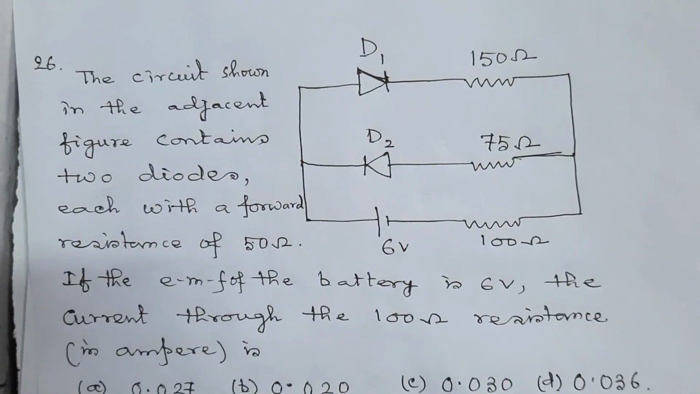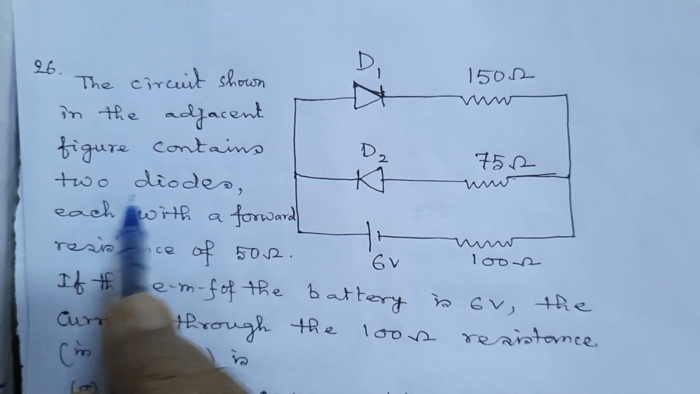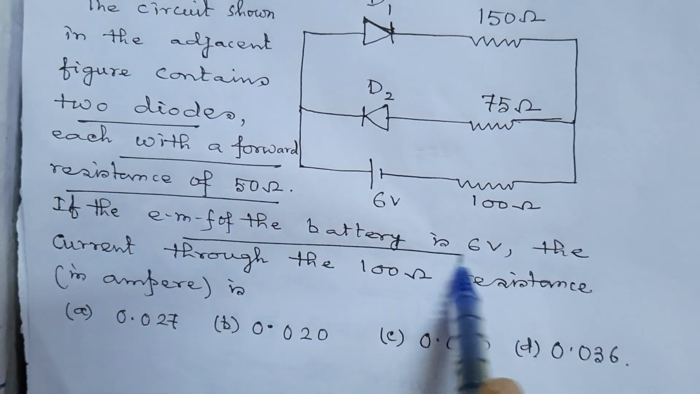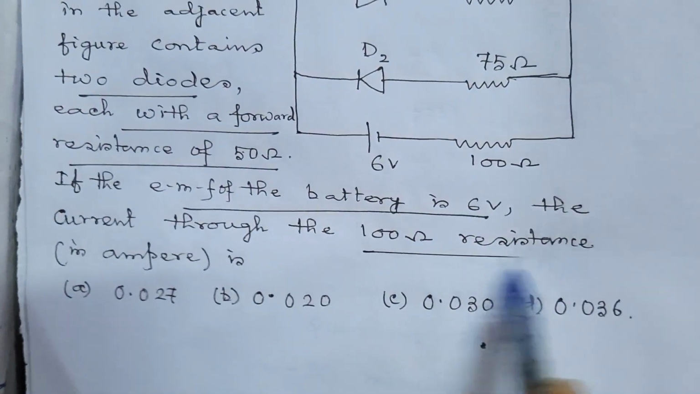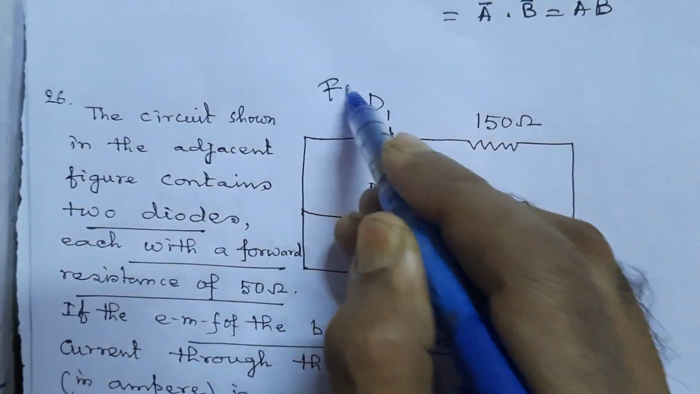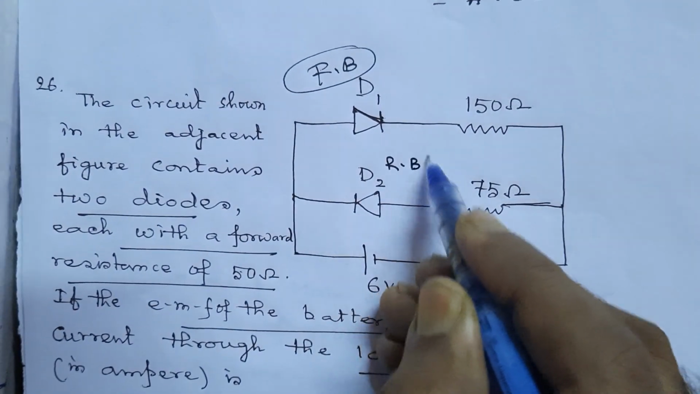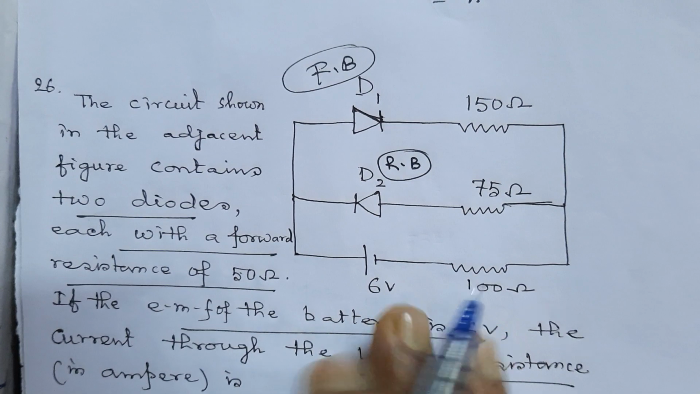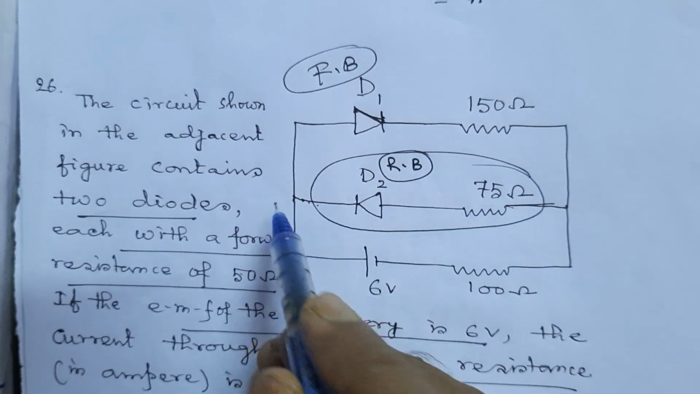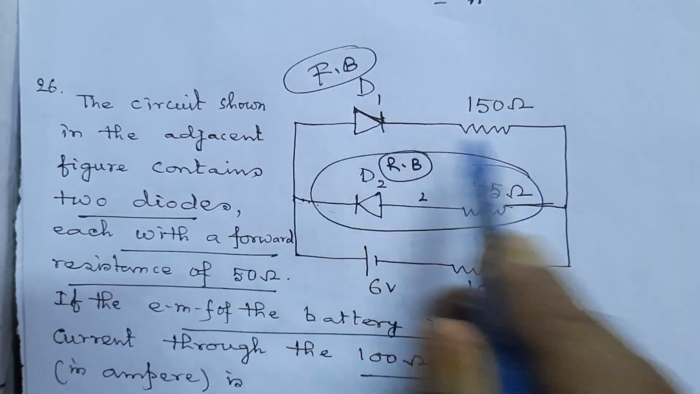There is a question with diodes. The circuit shown in the adjacent figure contains two diodes. Each has a forward resistance of 50 ohm. If the EMF of the battery is 6 volt, find the current through the 100 ohm resistor. We find that the D1 diode is in forward bias, so it will conduct. But the D2 diode is in reverse bias. It must not conduct. So we may actually neglect the middle portion of the circuit totally in the equivalent circuit.